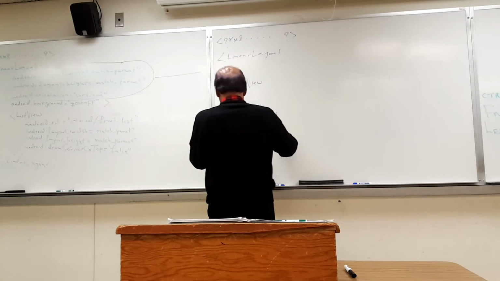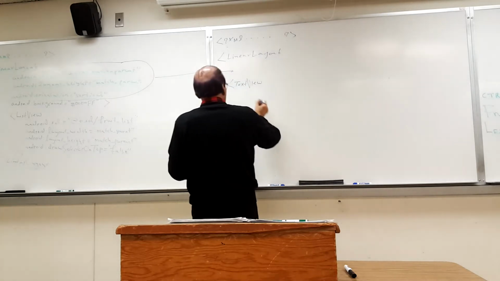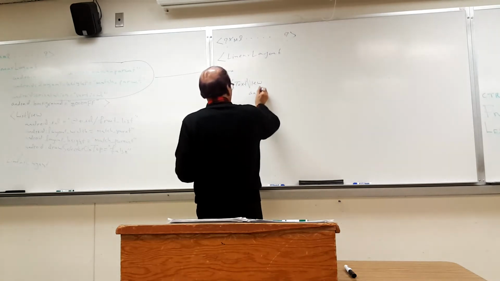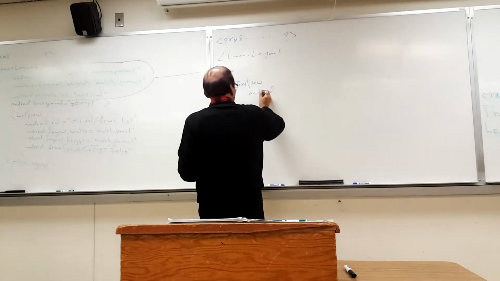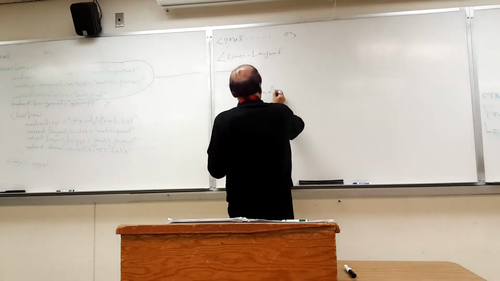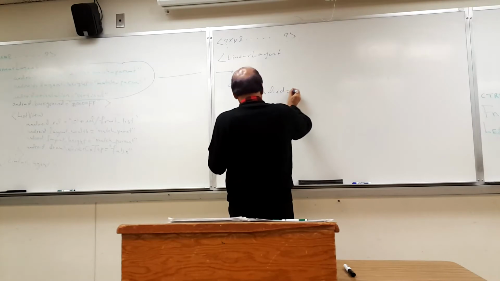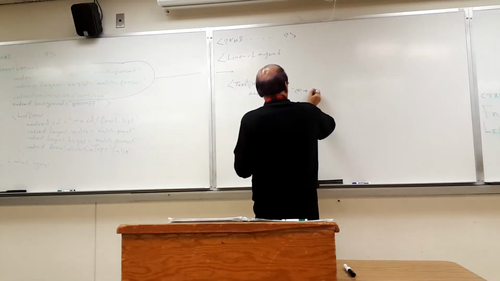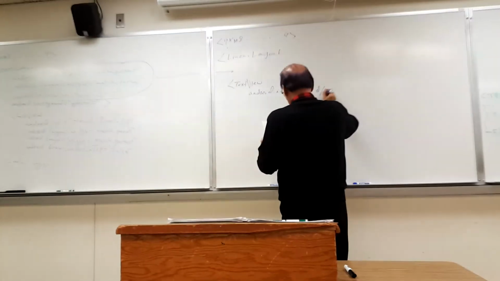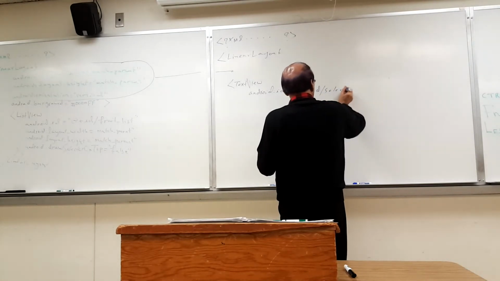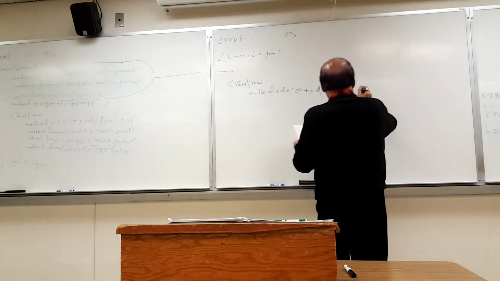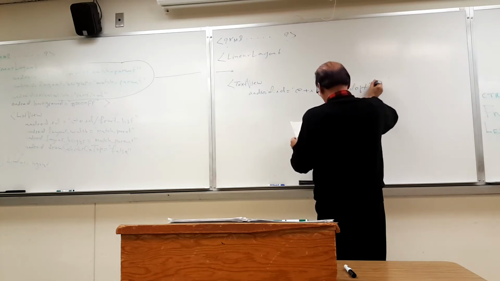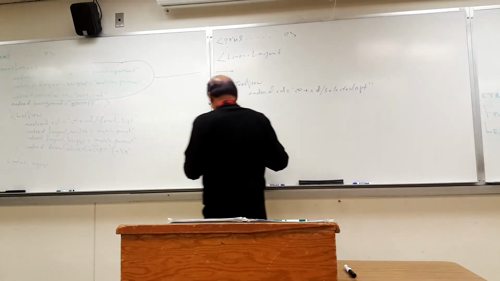Text view. Any text view has an ID, so android:id equals @+id/selected_opt, I call it selected option, and it has a width and height.